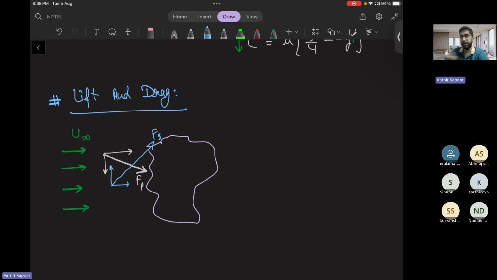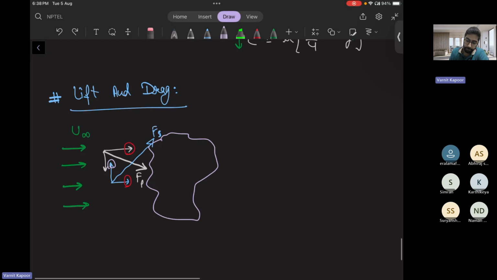Why will it be pushed forward? Because of the net horizontal forces acting. This horizontal and this horizontal are together acting, trying to push the object further because of the fluid which is flowing. Whereas the vertical forces provide the lift. This force and this force can be unequal in nature and provide a lift, or can be equal in nature and not provide any lift.